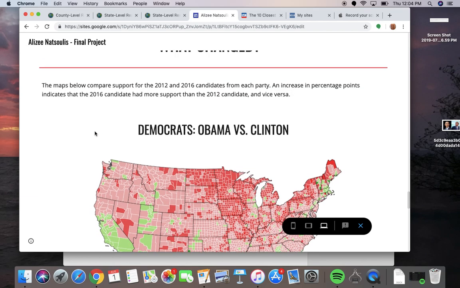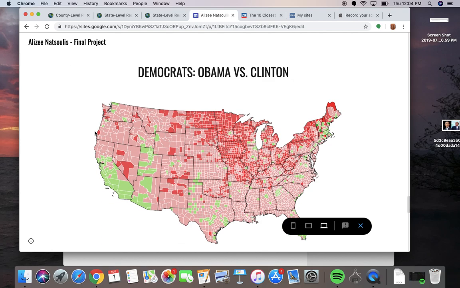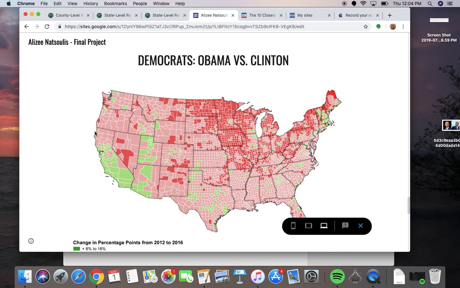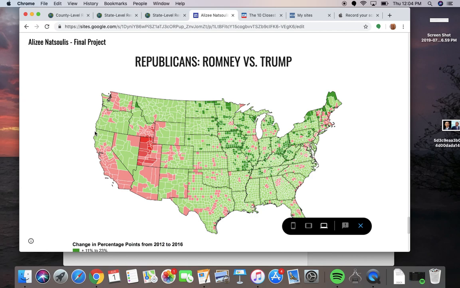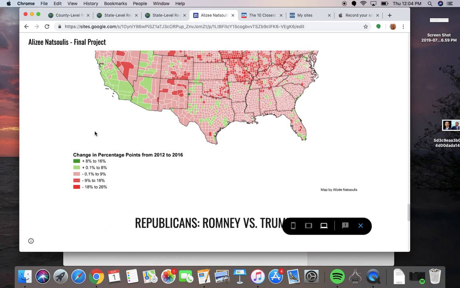And then finally, I created two maps to illustrate what changed between the two elections, and specifically how the support for candidates within each party changed. The first map shows the percentage point difference within the Democrats, so the difference between Obama in 2012 and Clinton in 2016, and then for Republicans, it's the difference between Romney in 2012 and Trump in 2016. And again, I used a field calculator to find the percent difference in Democratic votes, so percent Obama minus percent Clinton, and then another field with the percent difference in Republican votes, so percent Romney minus percent Trump.